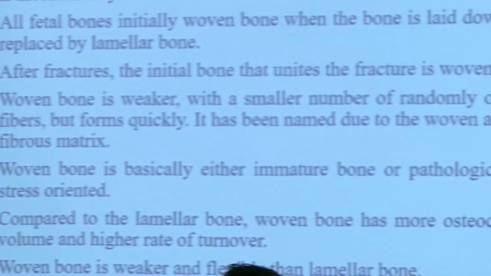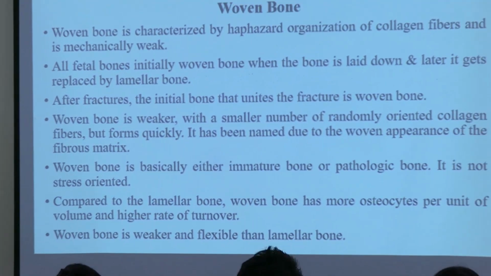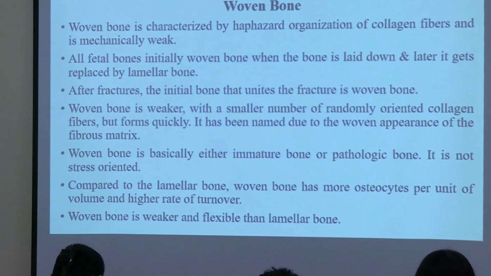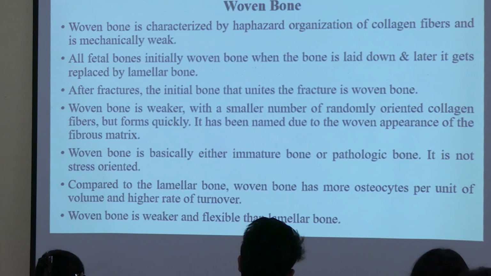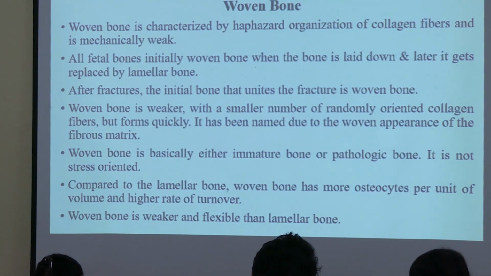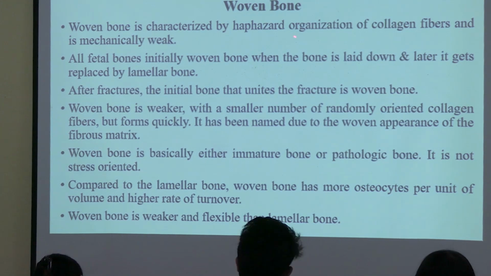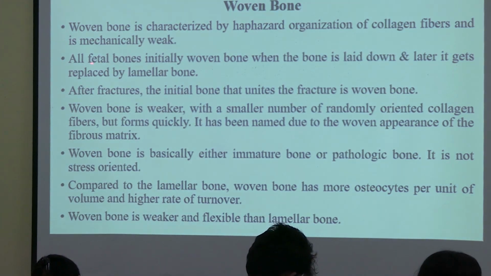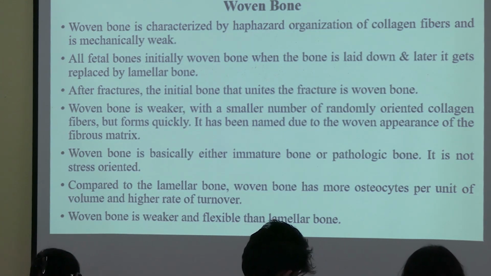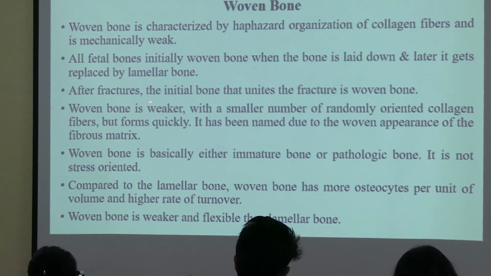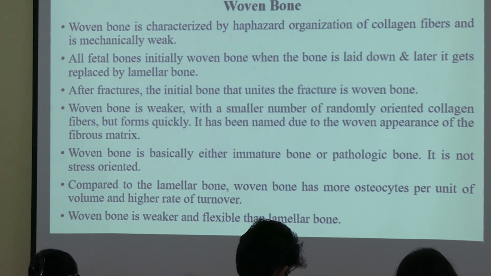So that is the lamellar bone. Next is the woven bone. So what do you think? What will be the woven bone? These are newly formed or immature bone, where lamellar arrangements are not there. Haphazard arrangement is present. As you can see, woven bone is characterized by haphazard organization of the collagen fibers, and they are mechanically weak. All fetal bones, that means bones of the fetus, are examples of woven bone. Then after fractures, the initial bone which forms is also woven bone. And after that, the woven bone will be converted into the lamellar bone.